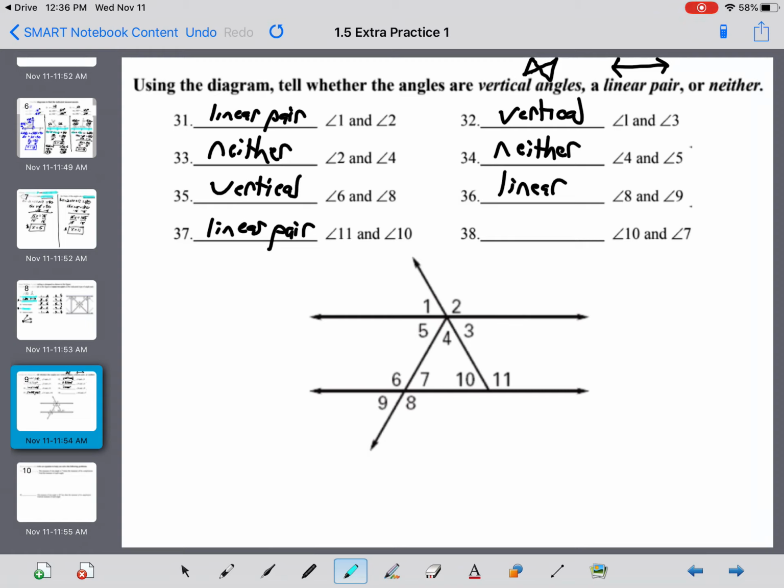Last is angle 10 and angle 7. Well, here's angle 10. Here's angle 7. Again, we haven't learned about these yet. They are consecutive angles, so they are neither.